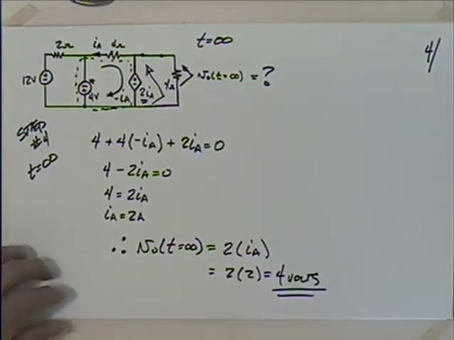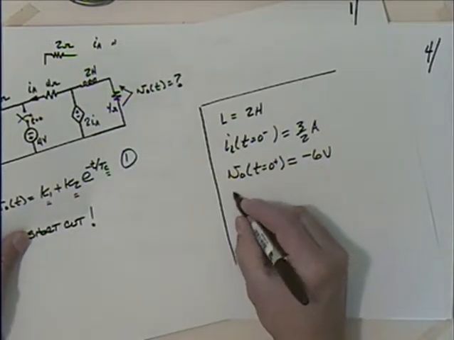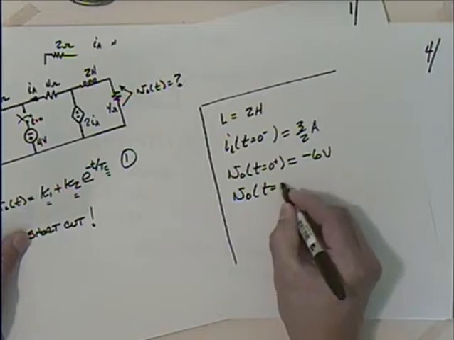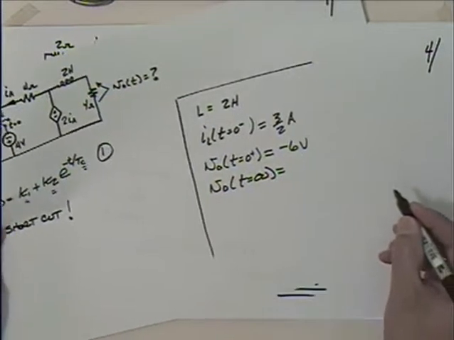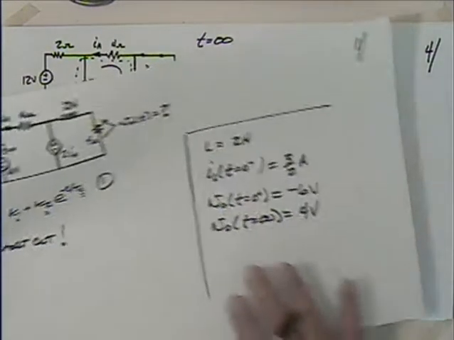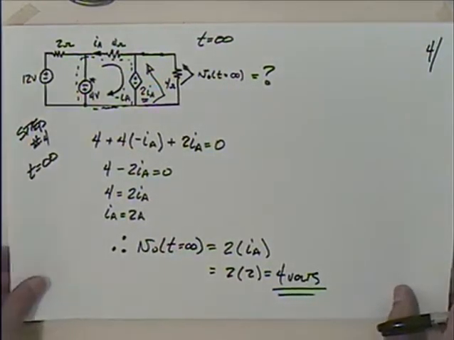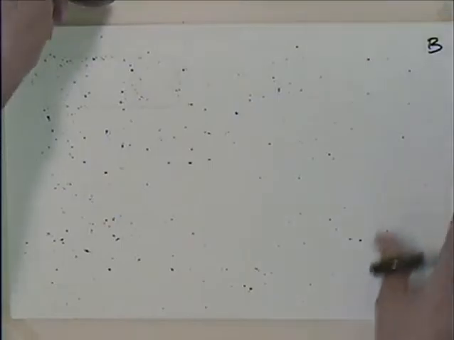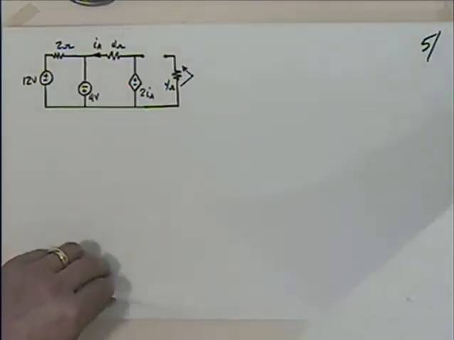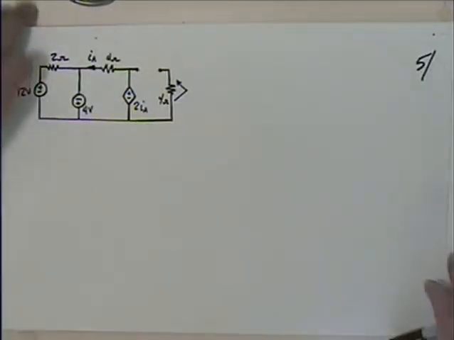Let me go put that in the scorecard. So V0 at t equals infinity is equal to 4 volts. So I got 4 volts, step number 4. Then moving on, step number 5.